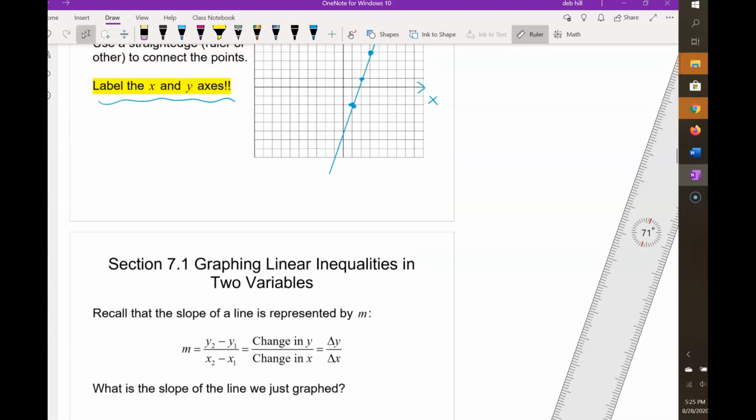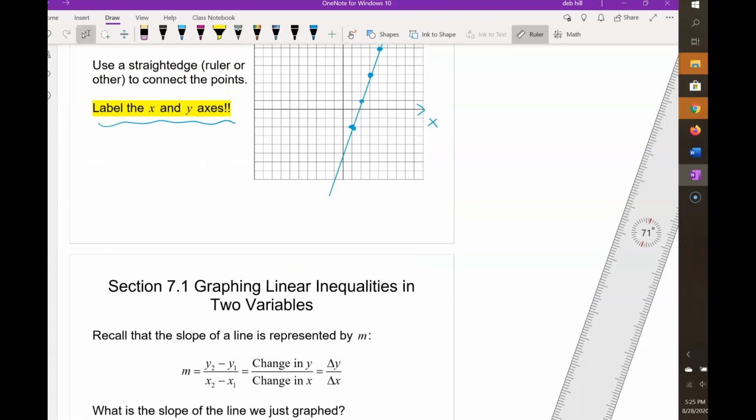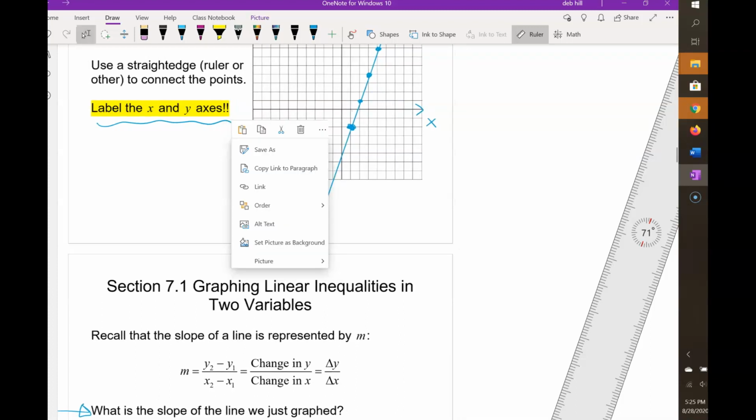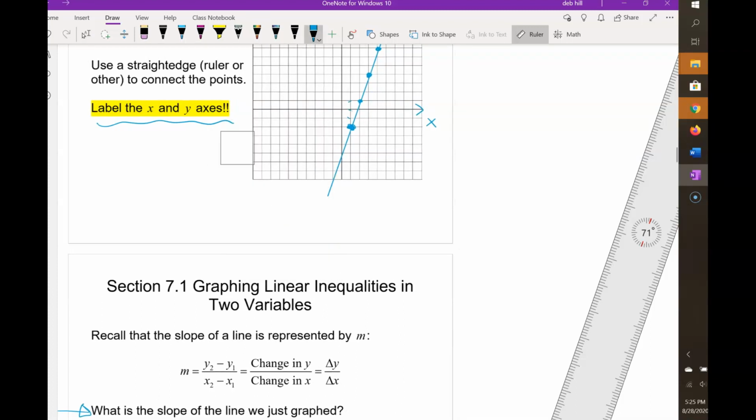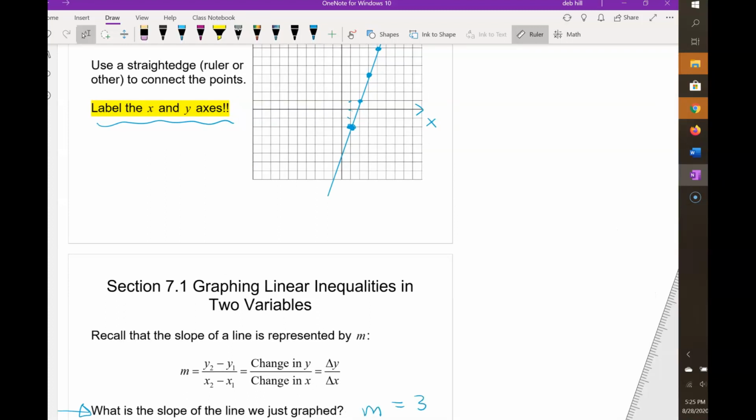Okay, so recall that the slope of a line, we use the letter m. And can you tell by looking at the graph we just made what the slope of the line is? If I start from one point on the graph and go to the next point, I go up 3 and over 1. So the slope is 3 for that graph.